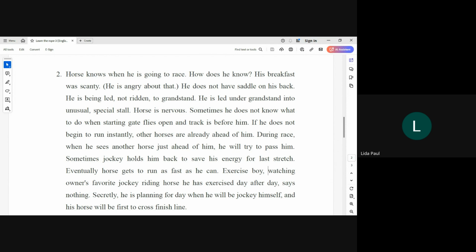Secretly, he's planning for day when he will be jockey himself, and his horse will be the first to cross finish line. Will be first to finish. Planning for a day. Secretly, he's planning for a day when he will be a jockey himself. Is it a? Do you say he's planning for a or is it the?